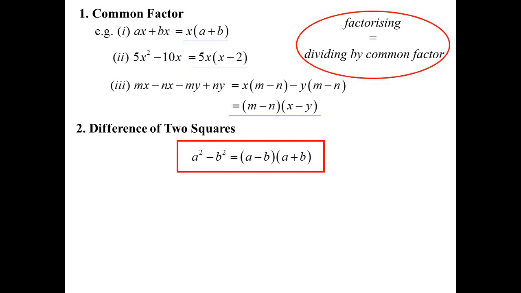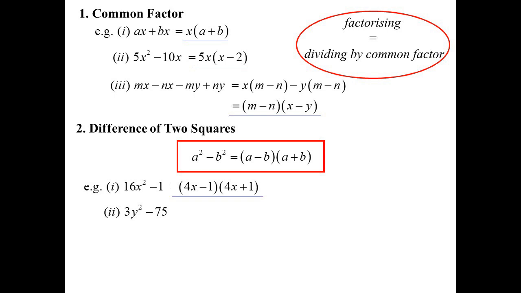Okay, difference of 2 squares. Remember? I'm just going back the other way. So if I see a squared minus b squared, a minus b, a plus b. 16x squared minus 1. Well, 4x minus 1, 4x plus 1. 3, oh no! 3's not a perfect square. 75's not a perfect square. Always look for the common factor first.